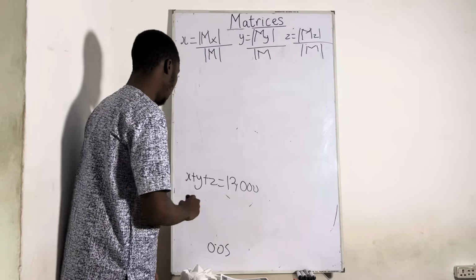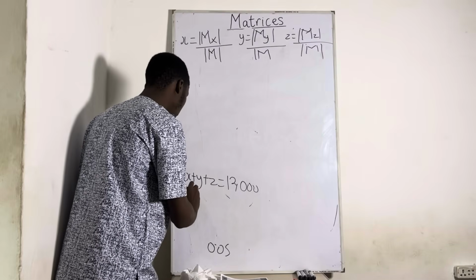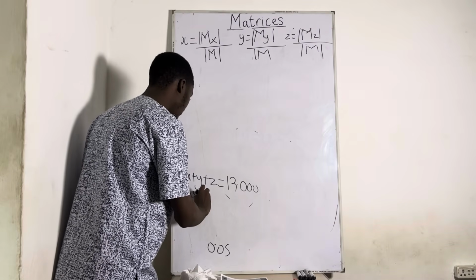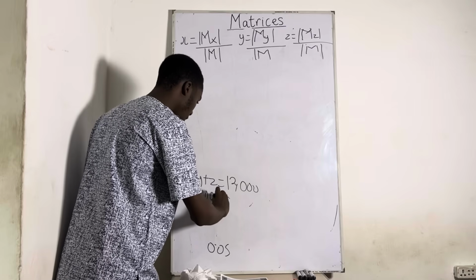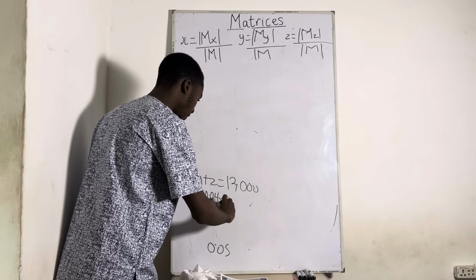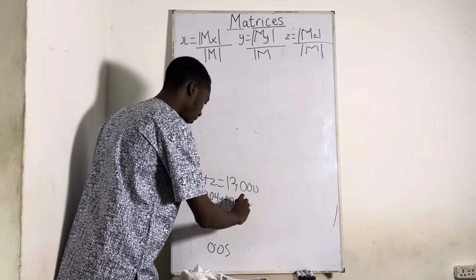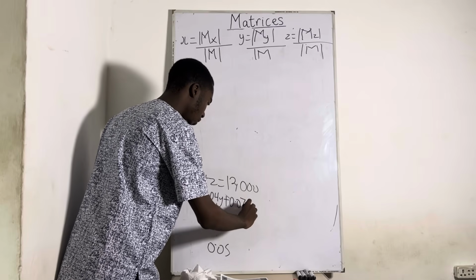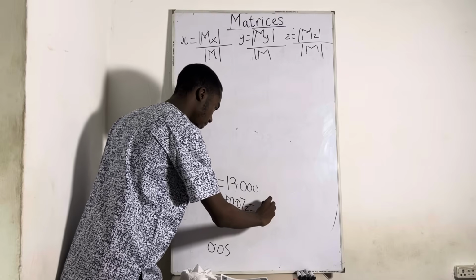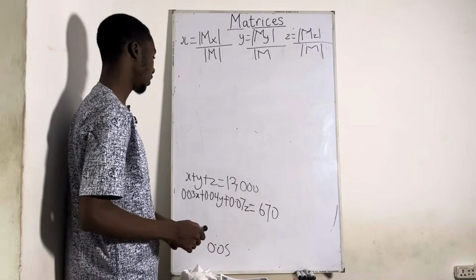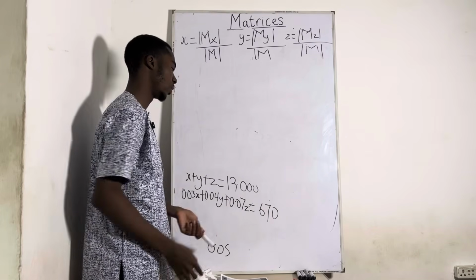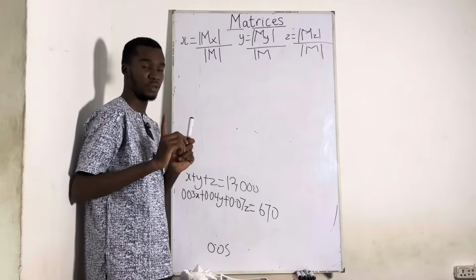Then our second equation, we said 0.03X plus 0.04Y plus 0.07Z is equal to 670. And we said this because when you add the interest for all, we're getting 670. I hope you've not forgotten that.